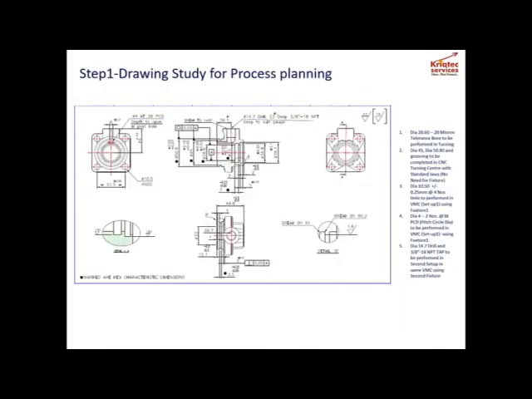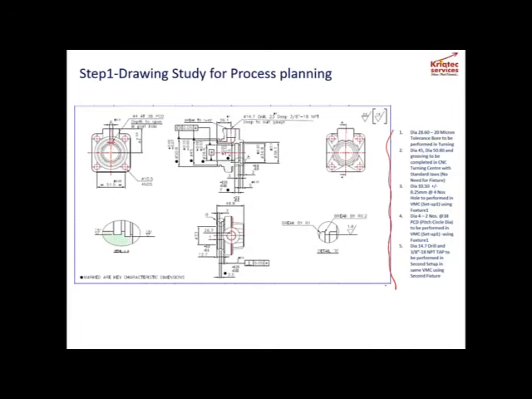The first step is process planning. If you look, these are all the steps which we have explained. Initially, you have to study the drawing. You have to compare the machined drawing with the casting drawing. And you should compare what all operations are to be performed.